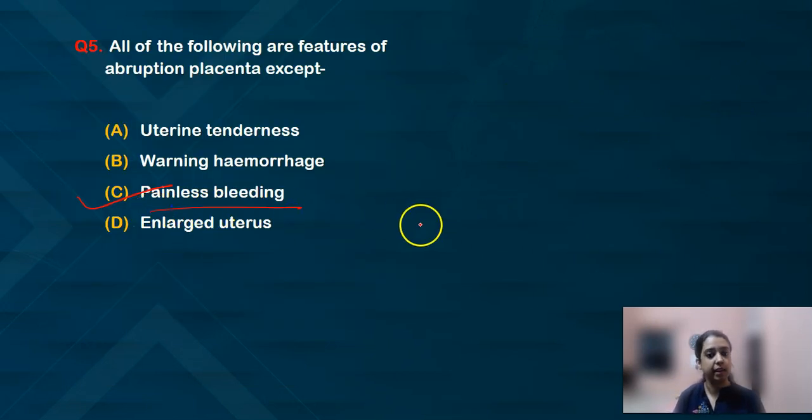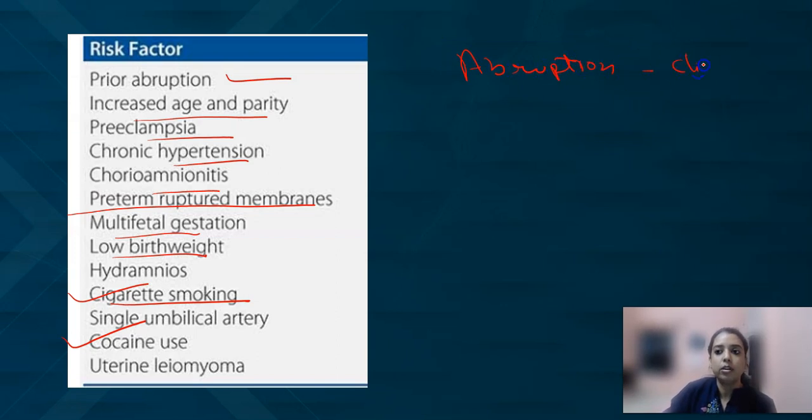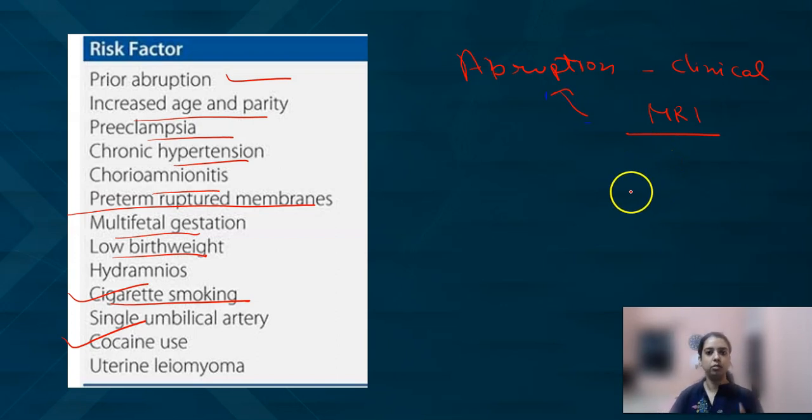We know it is the painless bleeding, which is not there in abruption. What else can be asked in abruption? Diagnosis of abruption, I want to tell you, is basically clinical. Many times you are not able to see the hematoma on ultrasound. MRI can help you in diagnosing abruption, but generally the diagnosis is clinical. Clinically, fetal heart is not normal, uterus is tense and tender, then you have to deliver. The management is deliver the baby. Otherwise, you will land up in having IUD and mother having the DIC. So the management is deliver and the diagnosis is clinical.